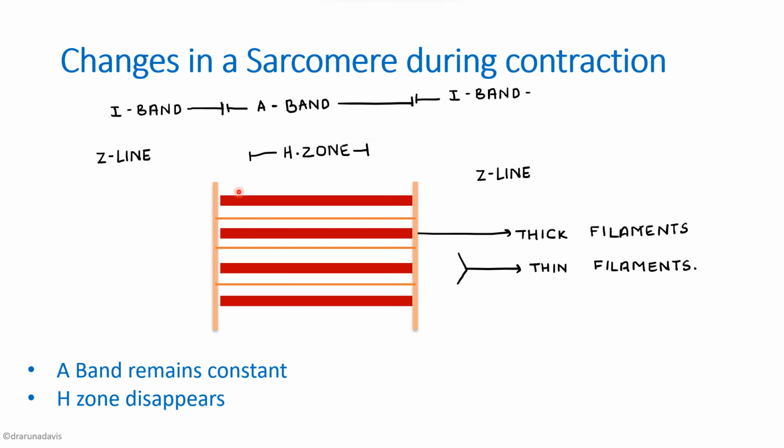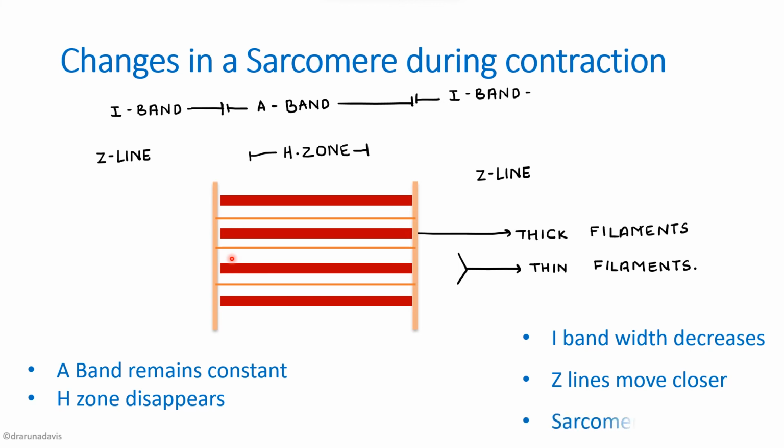But what about the H zone? The H zone has disappeared, and so the M line is not visible now, right? The I band width decreases. Here initially we had an I band, the light zone. The width of the I band decreases and the Z lines move closer. And finally the sarcomere shortens. So these are the changes that occur in a sarcomere when there is a muscle contraction.